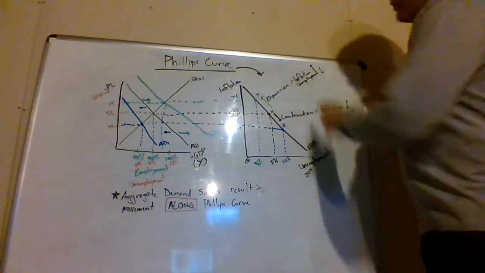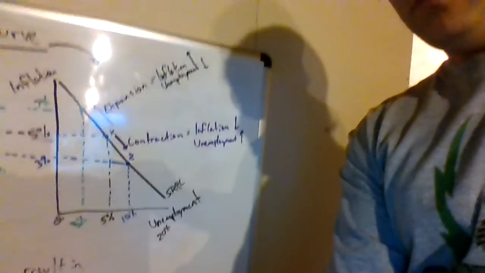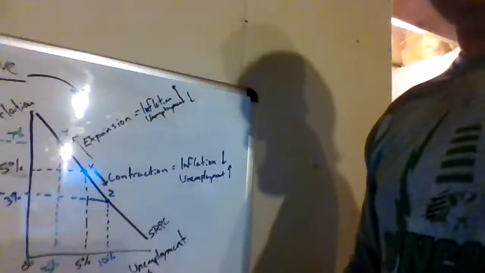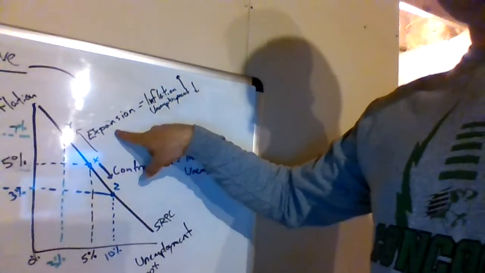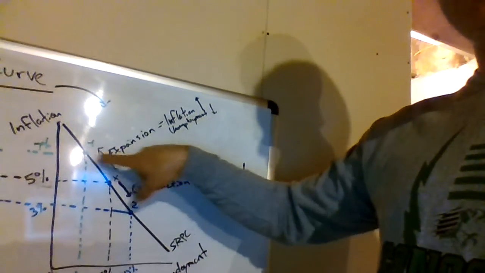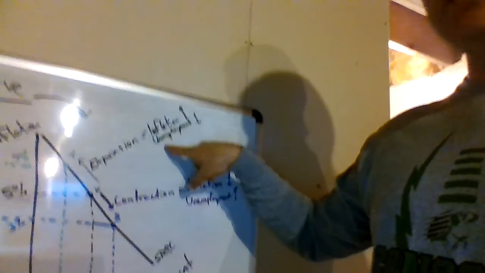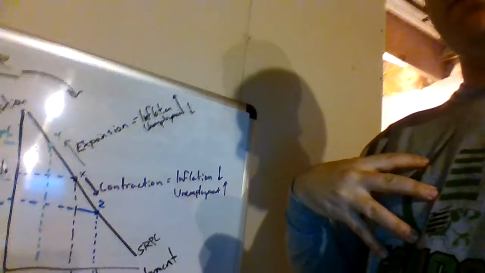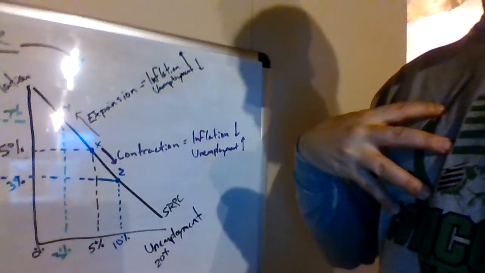And I added over here a little bit to kind of say, okay, if we have expansion or expansionary policy, well, we know that's going to move us from, in this case, X to Y. That's going to increase inflation, decrease unemployment. That's the stuff that we've been talking about. Now we're just putting stuff on a graph, obviously.